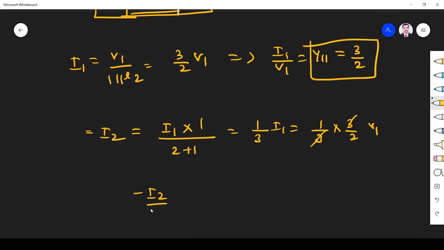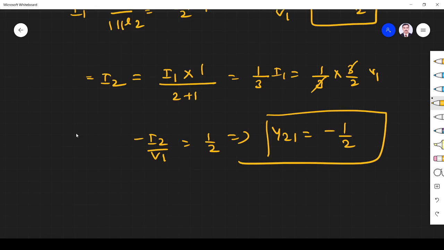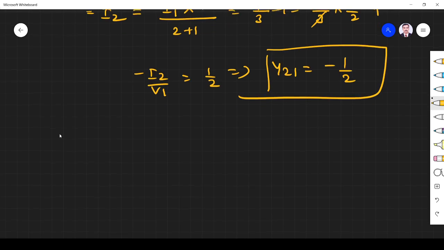Minus I2 by V1 is equal to 1 by 2. This implies I2 by V1 is Y21, that is equal to minus 1 by 2. So this is Y21.